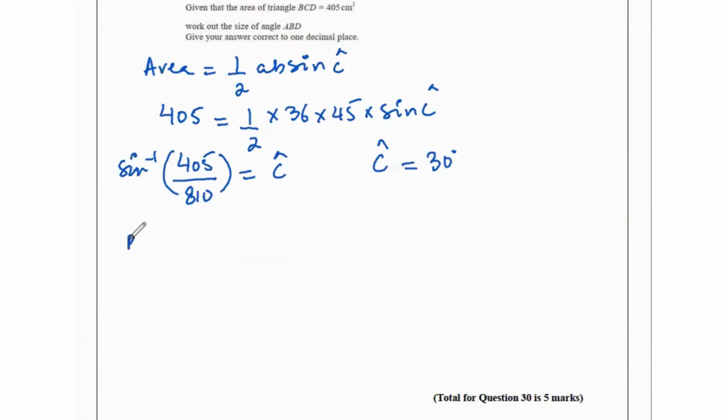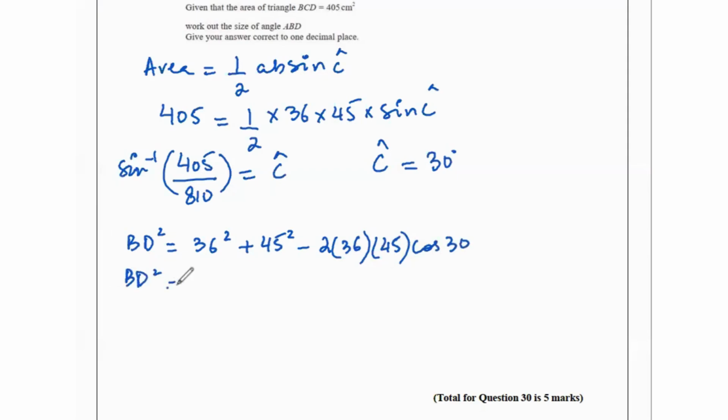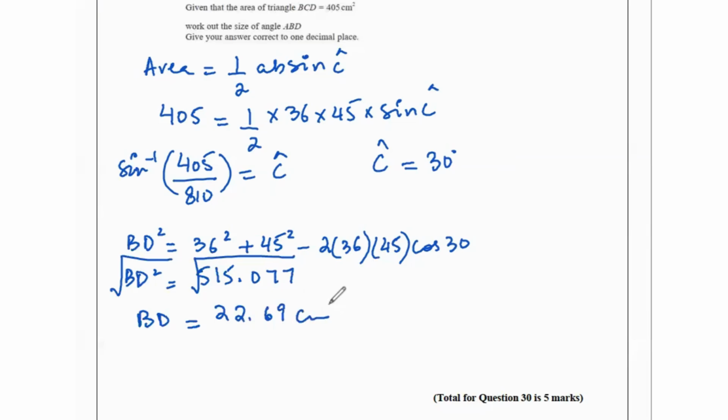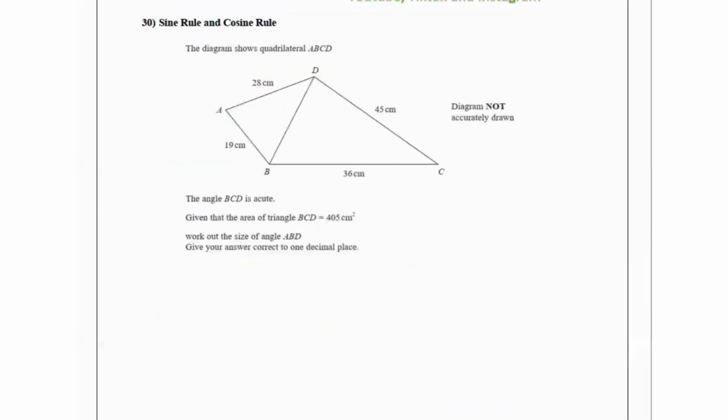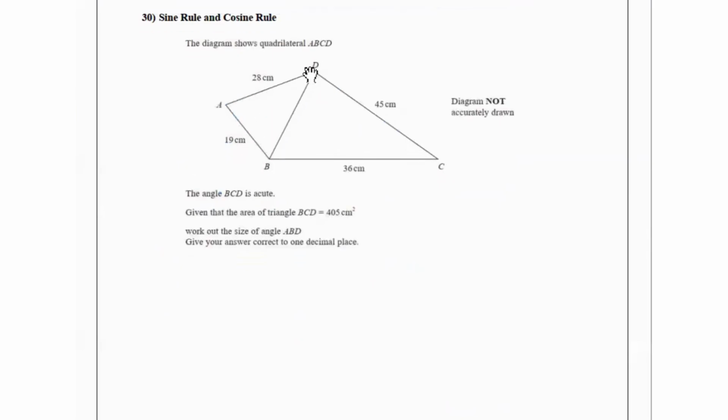So BD squared equals 36 squared plus 45 squared minus 2 times 36 times 45 times cos 30. That's going to give us 515.077. Then we square root both sides, and BD is going to be 22.69 centimeters. Now, using this, we're going to find the angle, and for this we have all three lengths.